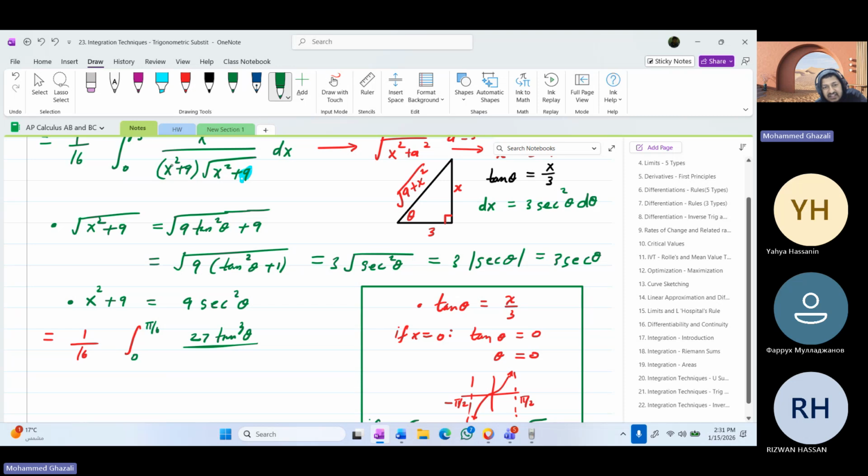What is x squared plus 9? That is 9 sec squared theta. And what is the square root of x squared plus 9? The square root of x squared plus 9 is 3 sec theta.